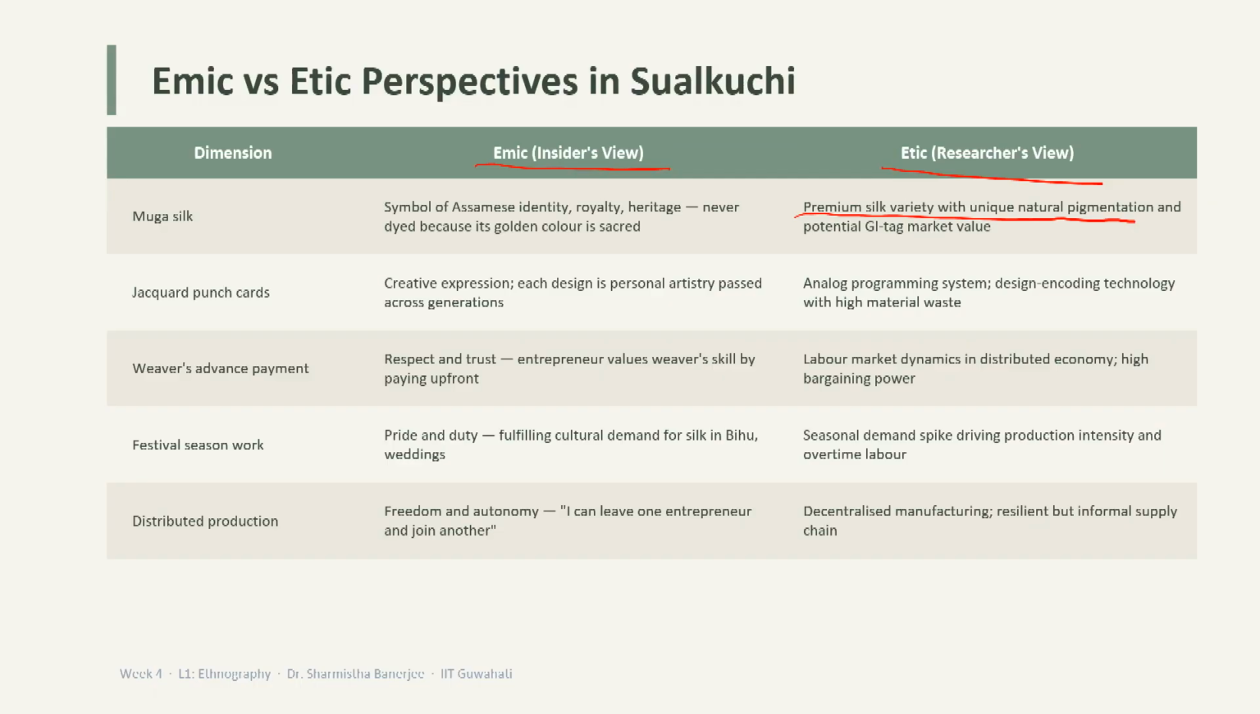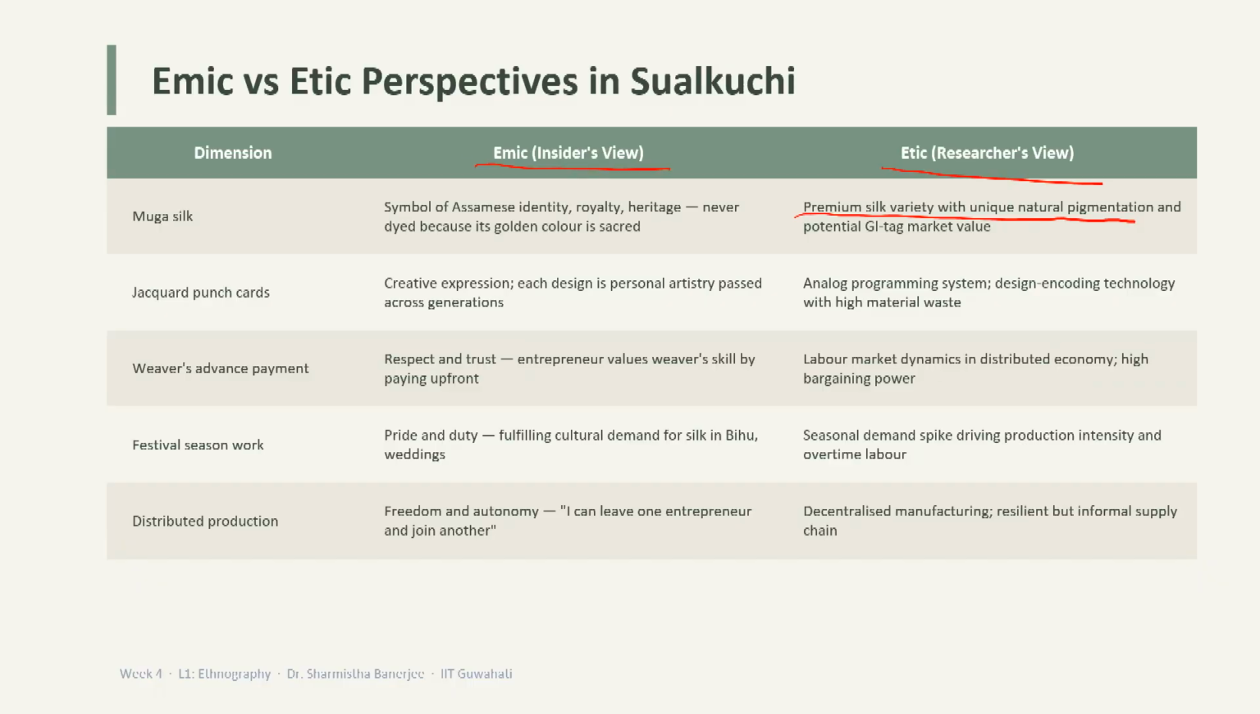The weavers' advance payment. We observe that there is a huge respect and trust in the weavers, and the whole system has a lot of equality between the entrepreneur and the weaver. The entrepreneur values the weaver's skill by paying upfront. Now from the researcher's point of view, this labor market dynamic is about a distributed economy, where there is high bargaining power between all the stakeholders and less exploitation. This can also be used in terms of design as a unique selling proposition of the products coming out of this cluster.